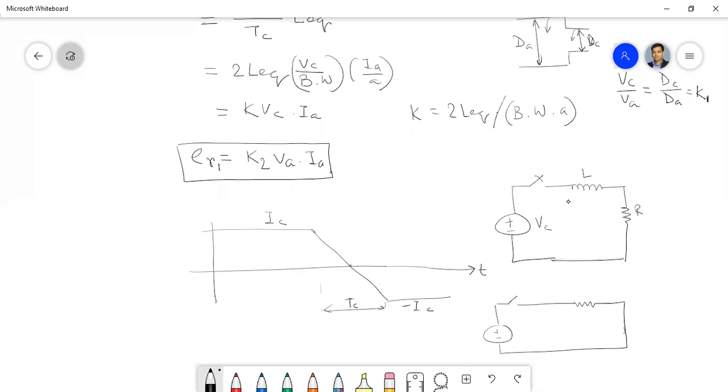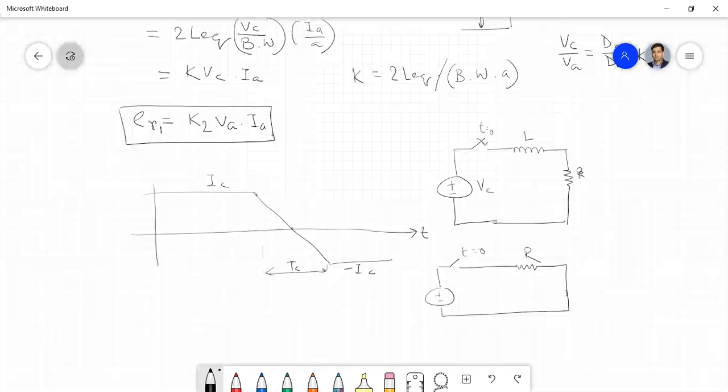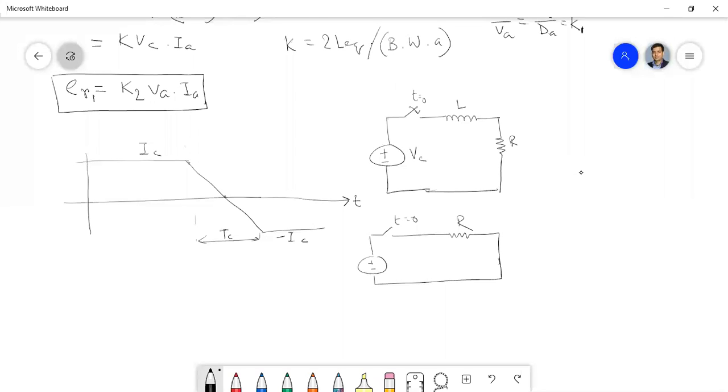If I switch on at some time T0, in the R circuit the current can directly increase from 0 to the maximum value. But in the RL circuit, the current will gradually increase.